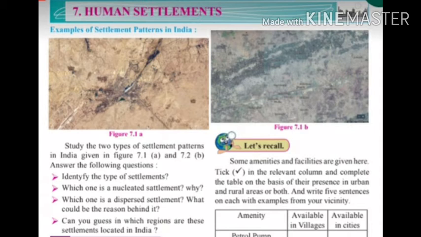Question number 4. Can you guess in which regions these settlements are located in India? Answer: the settlement shown in figure 7.1a may be located in a river basin, and the settlement shown in figure 7.1b may be located in a desert or inaccessible area.